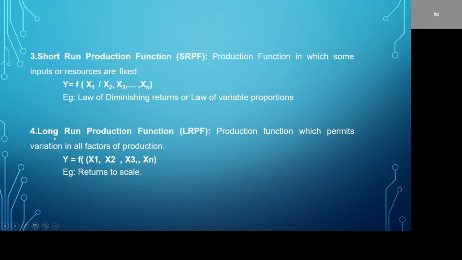Finally, our fourth one is long run production function. In this, all inputs are variable in nature. That is y equal to f of x1, x2, x3 up to xn. All resources are variable in nature. Example is return to scale.